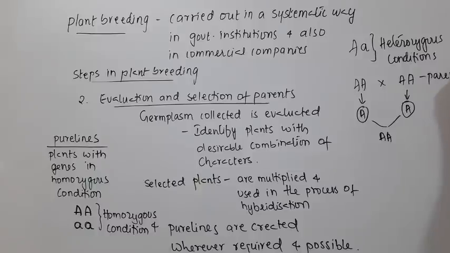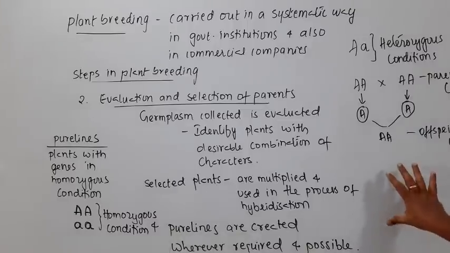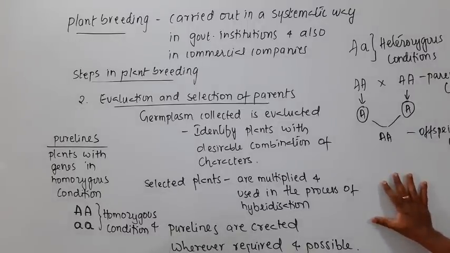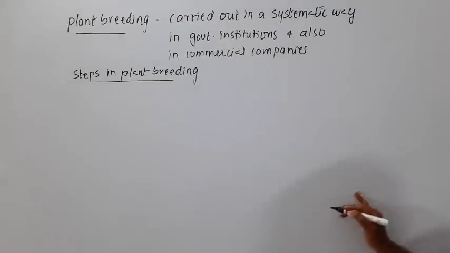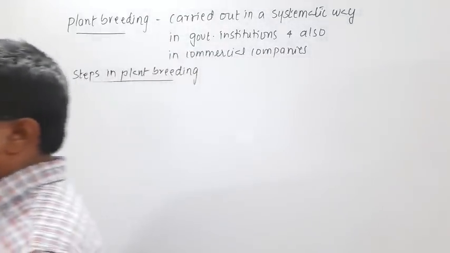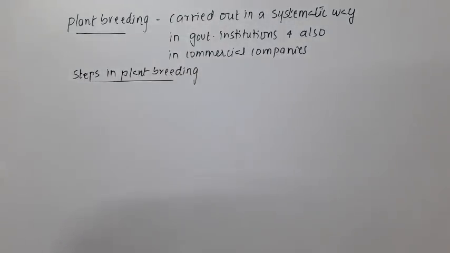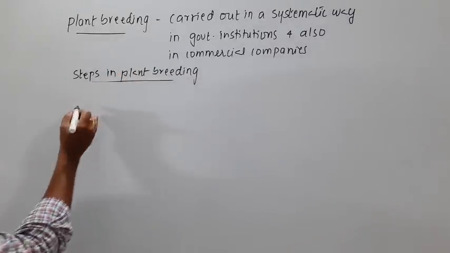Fine. So anyway, if you are not understanding this, don't worry about it. We will understand it in detail when we study genetics. So this is the second step, the evaluation and the selection of parents. Then the third step is cross hybridization among the selected parents.